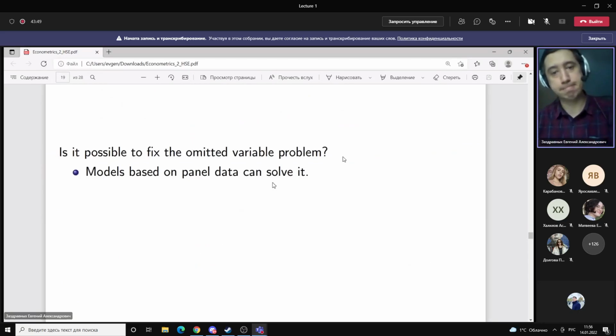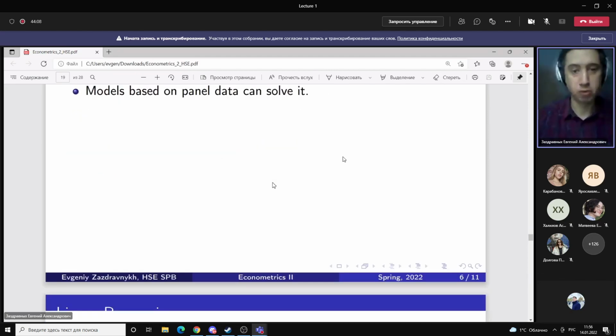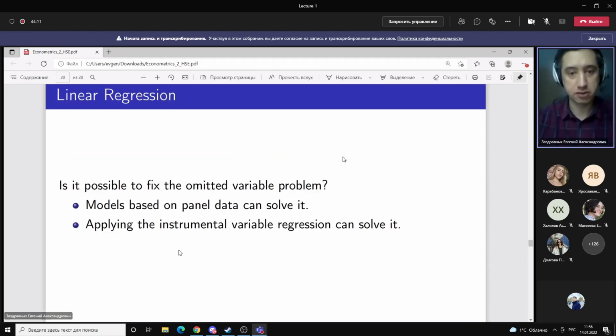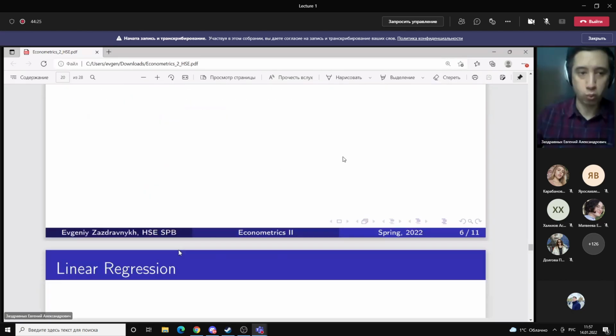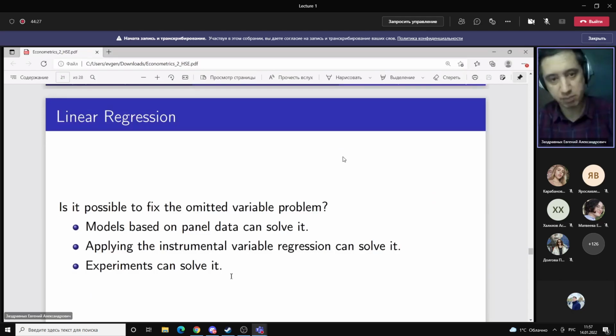What can we do to partly solve omitted variable bias? We can use panel data. Panel data is a brilliant method to solve the problem when we have unobserved characteristics. Another method, which we will learn in this course, is instrumental variable regression. It is a pretty good method, especially if you have simple cross-sectional data. What else? We can use experiments, experimental data.